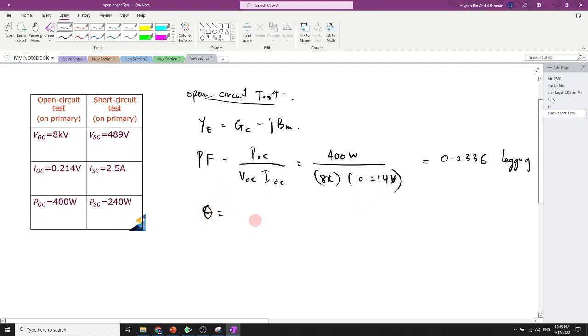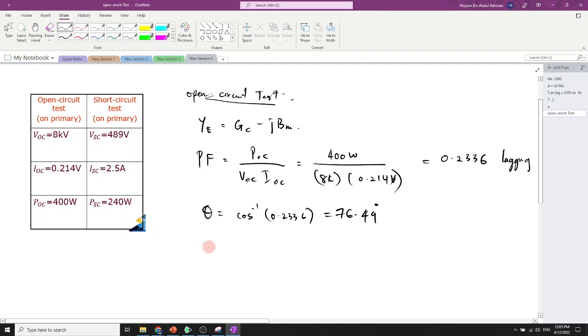So what is the theta? 0.2336. Okay. Berapa ni? Betul lah. Berapa? Cepat. 76.49. Yes. Okay, thank you. So we know that the power factor is lagging, so we know the value of the phase angle already. Please be reminded that don't forget to add the negative sign during the further calculation.